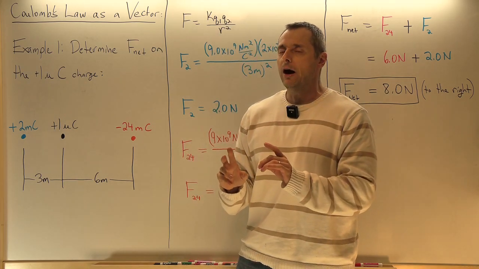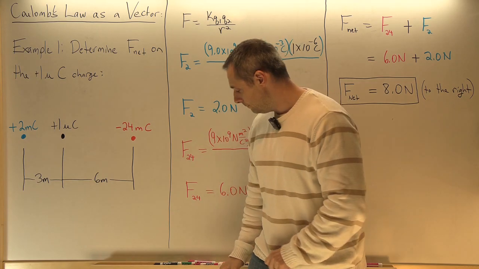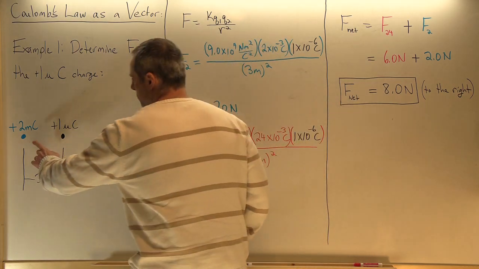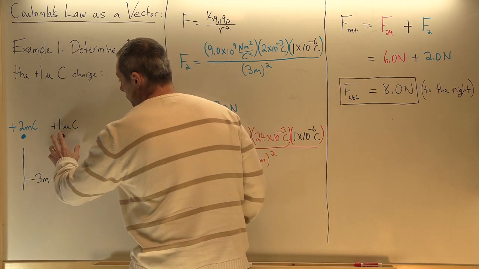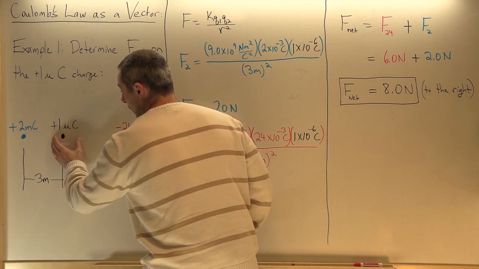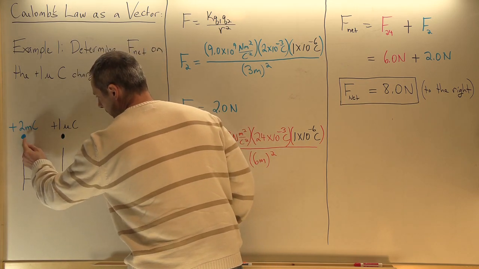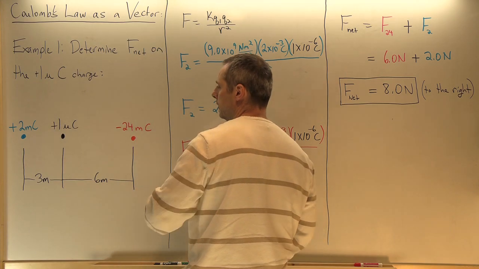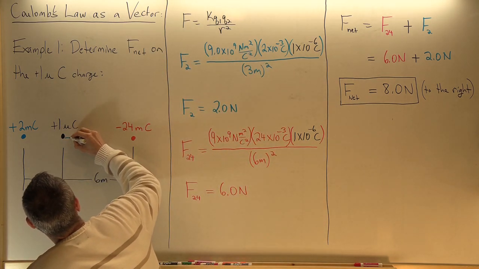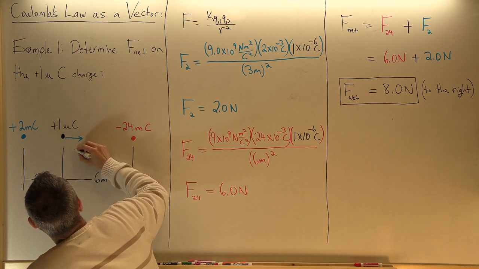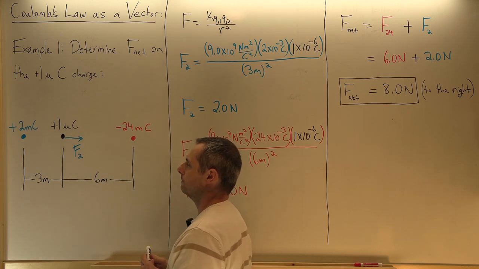Before we even begin calculating, we've got to figure out the directions. So this 2 millicoulomb charge right here, notice how this is positive, like charges repel. So this is going to repel this one this way. And so I can draw that force like this. And I'm going to call it F2 because it comes from the 2 millicoulombs.